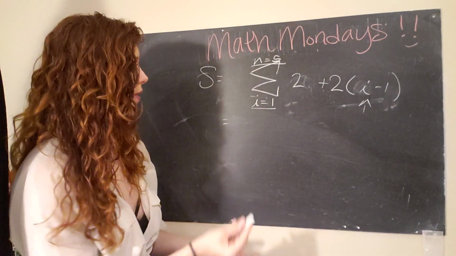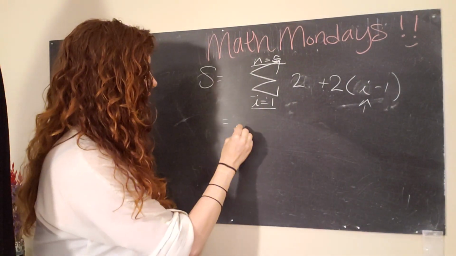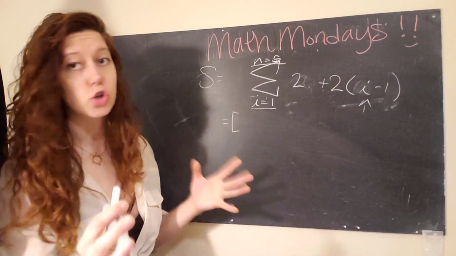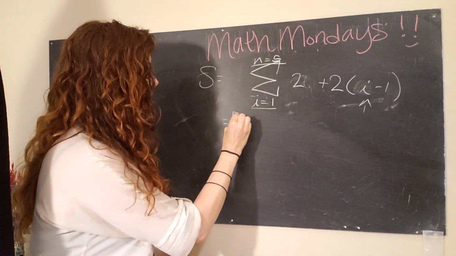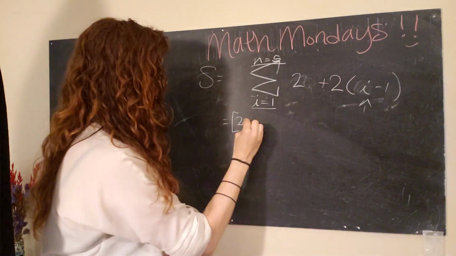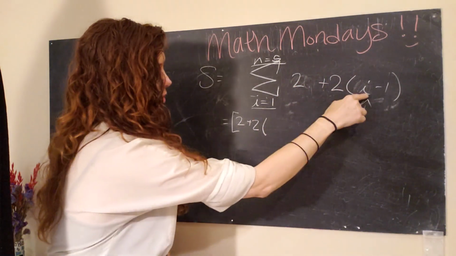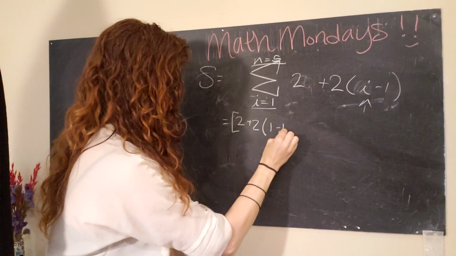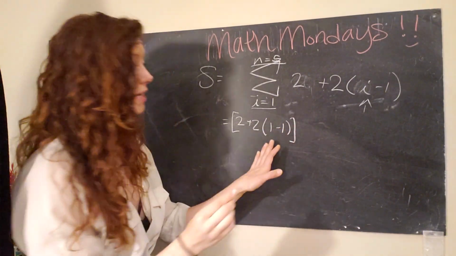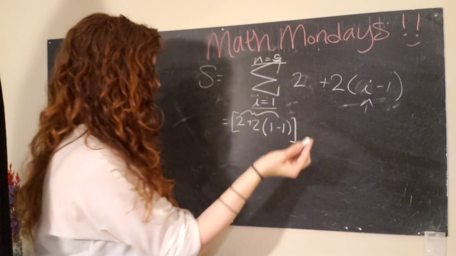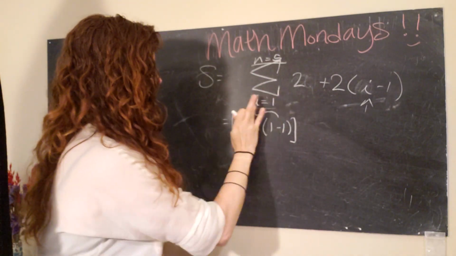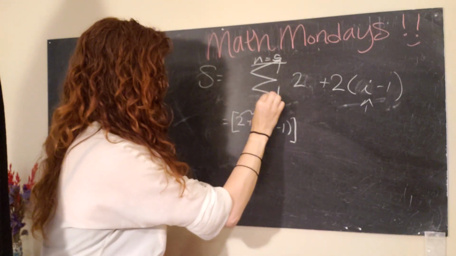So let's go ahead and do that. For i equals 1, I'm going to put each of the terms in brackets so we can see the different chunks. For i equals 1, we get 2 plus 2 times 1 minus 1. I'm going to write all of this out so we can actually see what it is. I'm actually going to write this a little bit smaller. i equals 1.